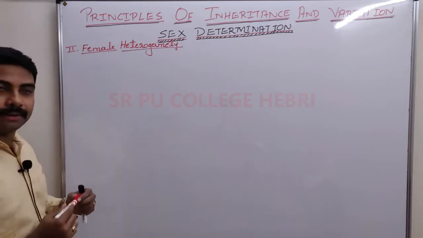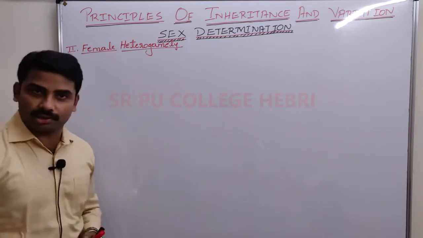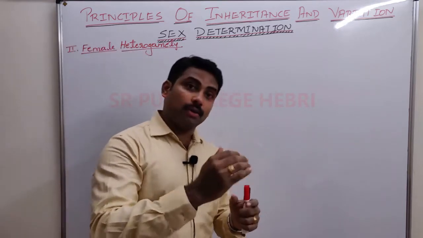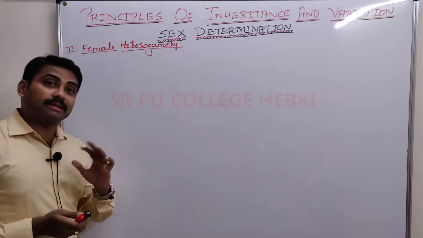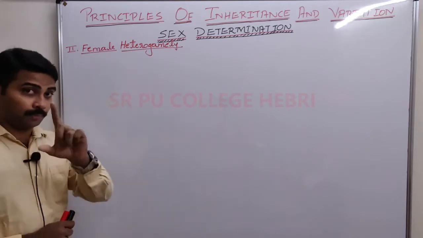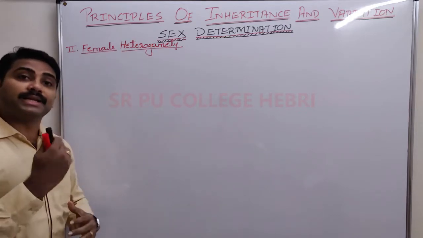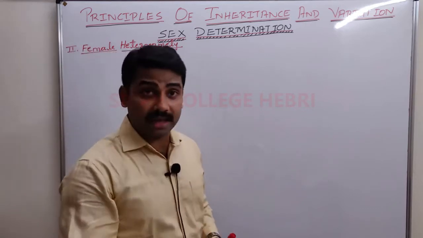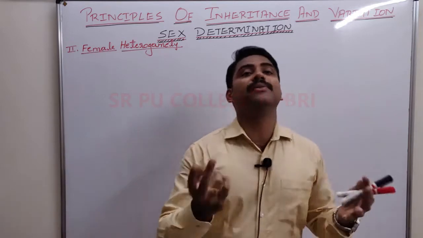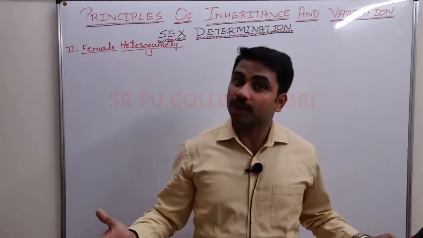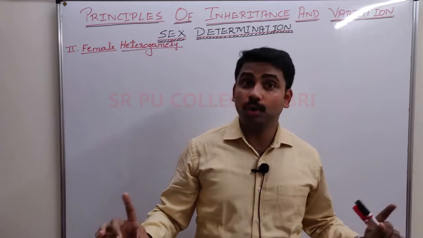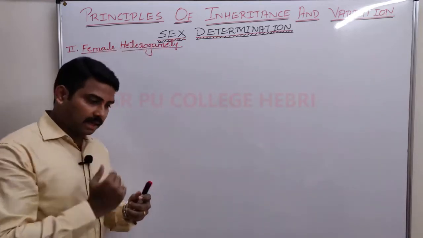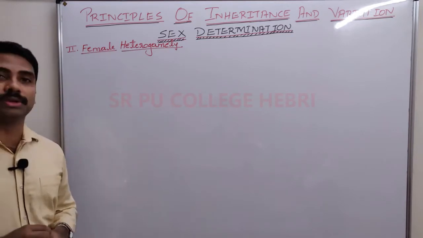Just try to understand. Now, first write the definition. Already I have given the definition of male heterogamety. Can you, by looking at it, write the definition of female heterogamety? 1 mark question. Okay. Females produce different types of gametes. The egg produced by a female is of different type. In terms of what? Shape? Size? No. In terms of sex chromosome, right?